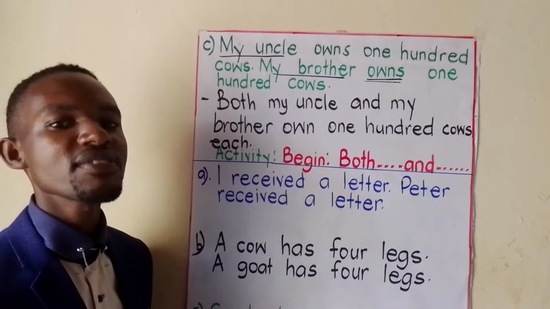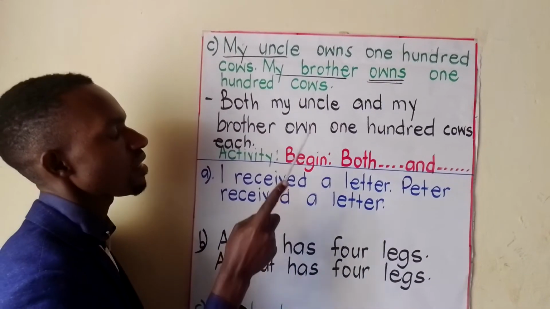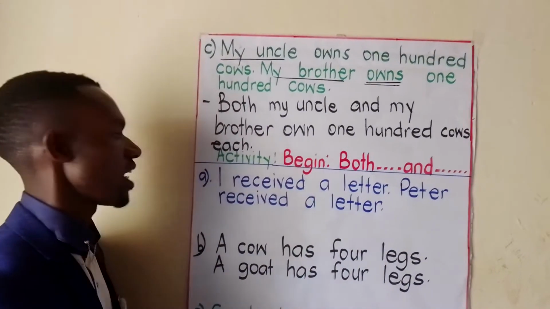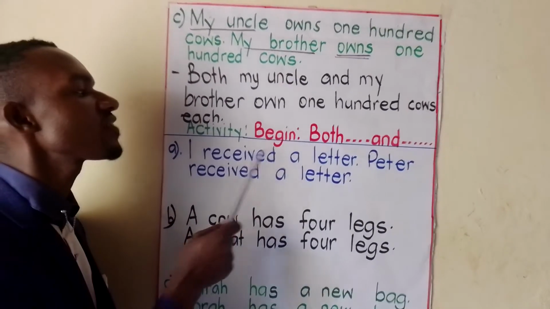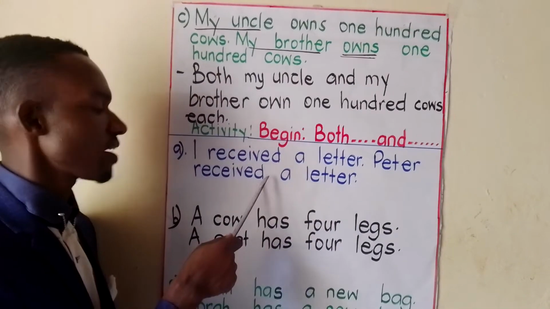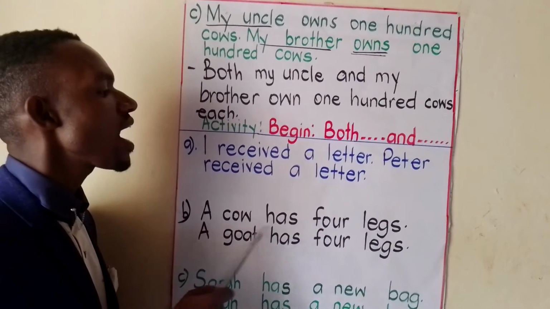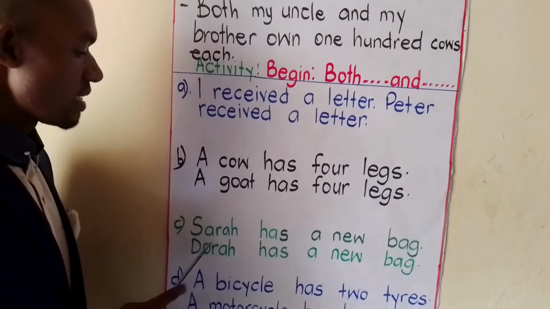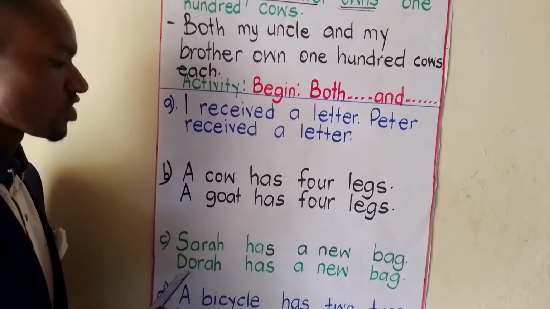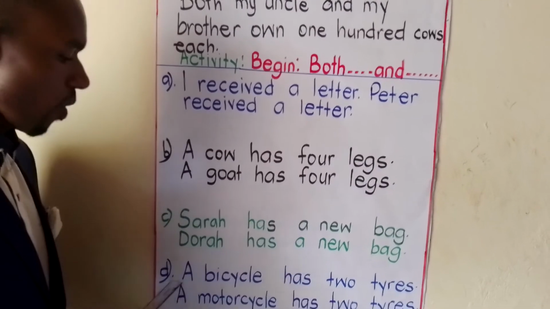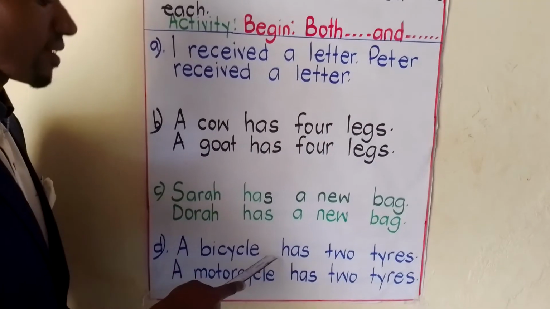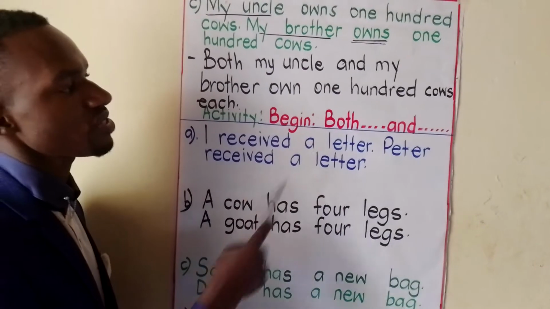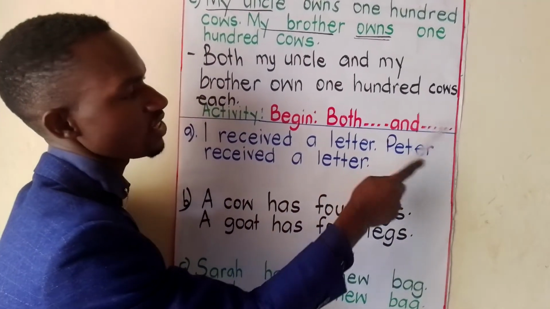Then we can do this activity beginning with the structure both dash dash and dash dash. Our first number is: I received a letter. Peter received a letter. 2. A cow has 4 legs. A goat has 4 legs. 3. Sarah has a new bag. Dora has a new bag. 4. A bicycle has 2 tires. A motorcycle has 2 tires. You can attempt these numbers using both dash dash and dash dash.